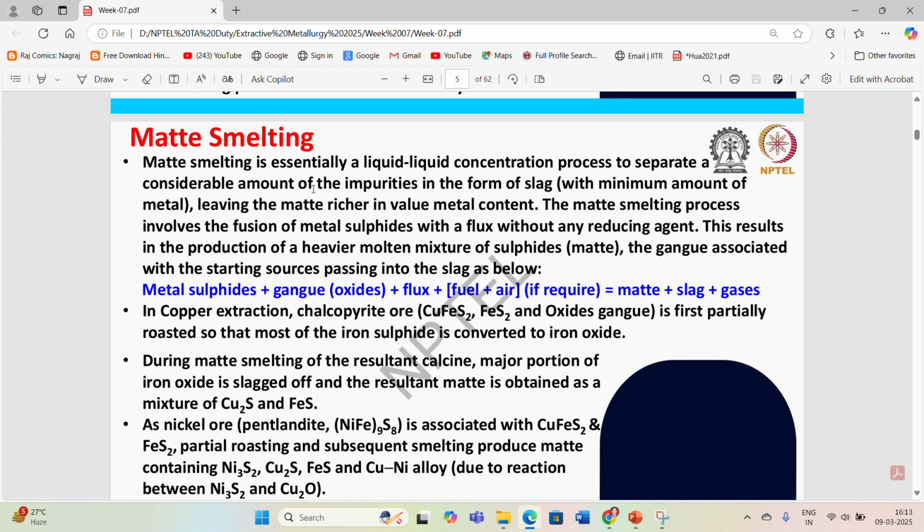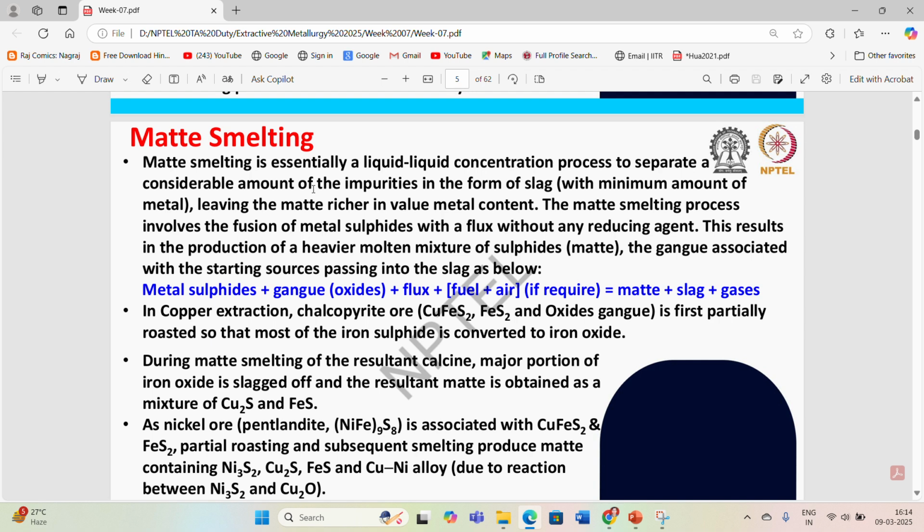Metal sulfides plus gangue, which is in the form of oxides converted during the oxidation roasting process of sulfide ore, then we add some flux material, then some fuel or air if required. Then it produces matte plus slag plus gases. Matte will consist of copper sulfides, for example if we are going for copper ore, or some other metal sulfides if we are going for another source. Slag will contain the gangue materials like iron oxides, silica and other materials.